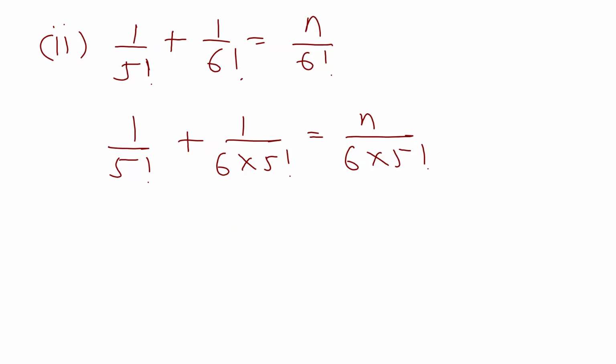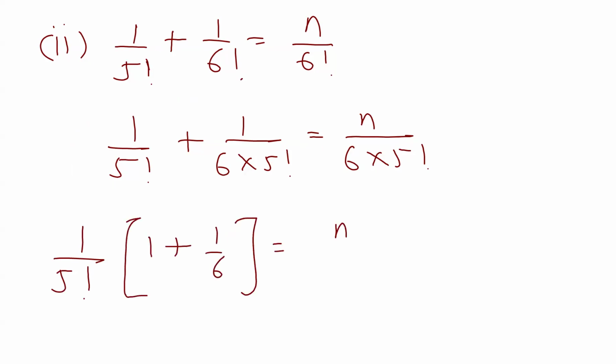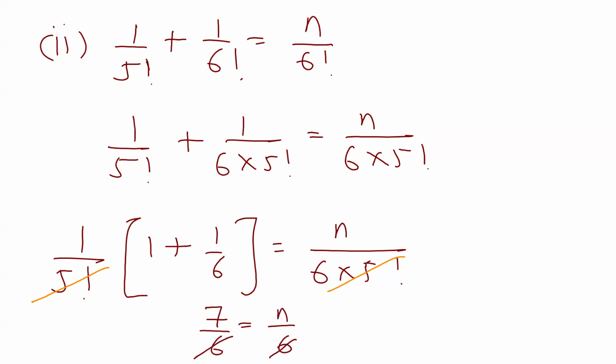So here the common term is 1 upon 5 factorial. So 1 plus 1 upon 6, equal to n upon 6 into 5 factorial. After taking common, 5 factorial is gone. 1 plus 1 upon 6 is 7 upon 6. So cancel out 6, n is equal to 7.